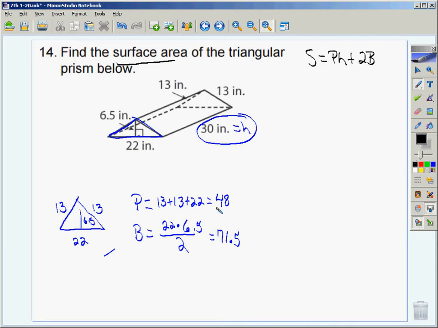Again, once I have these numbers, everything is about plugging it back into the formula. Perimeter, 48, times height, 30, plus 2 times the base, 71.5. When I add this all together, 583 inches squared.